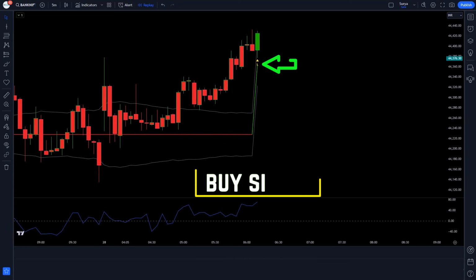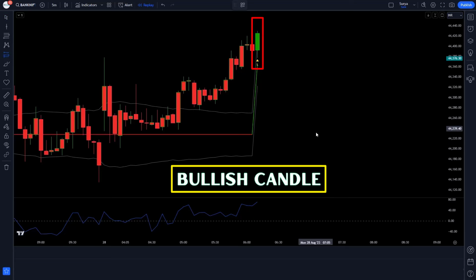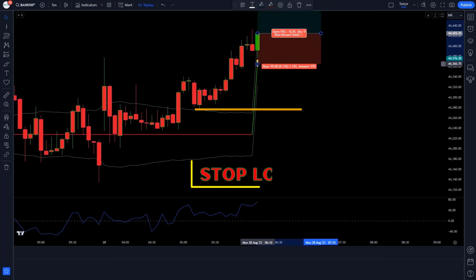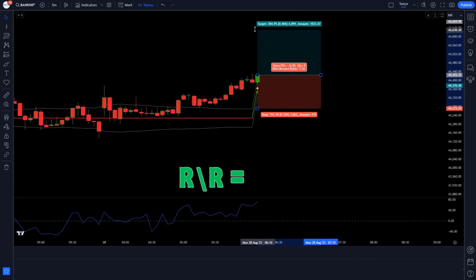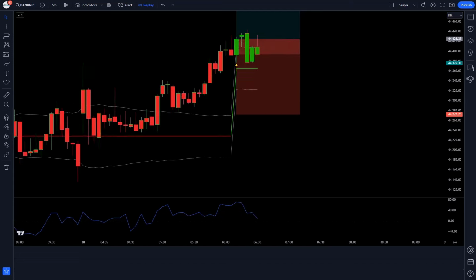When the Variation and Tuple indicator gives us a buy signal, the blue line of the Shan Momentum Oscillator indicator should be above the zero level. When the market forms a bullish candle, if this condition is met, we will take a buy order. Our stop loss is to be placed at the previous low of the market, and the risk-to-reward ratio will be 1 to 1.5. Let's see what happens to our trade.